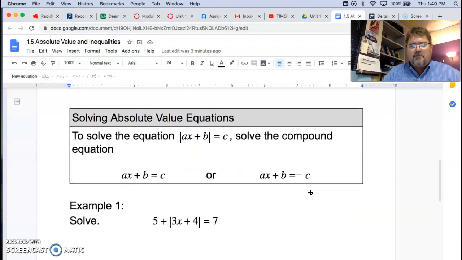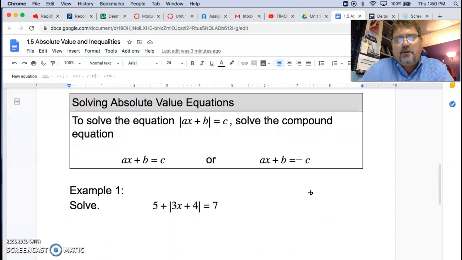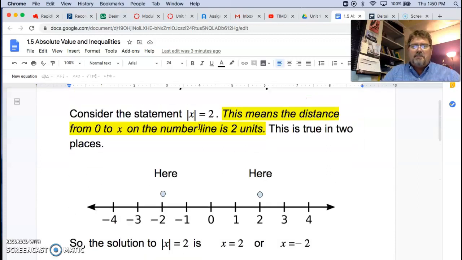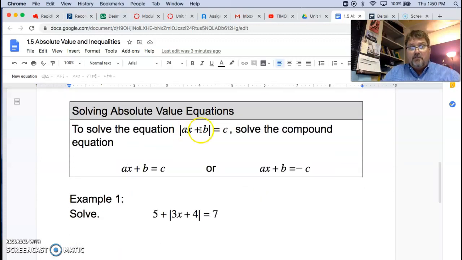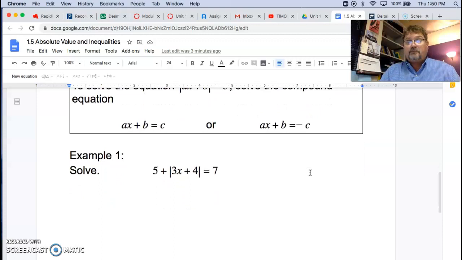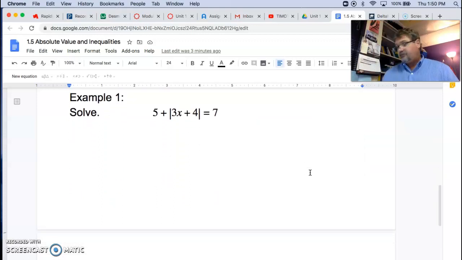But for you memorizing people, I do have a formula for you, okay? It says solving absolute value equations. Notice there's a linear expression inside here. That's because it's not always just x by itself. It can be an expression. To solve the equation |ax + b| = c, solve the compound equation. We do the same thing here: drop the absolute value bars, if you will, and over here, just make c negative and solve both equations. That's how they're done.